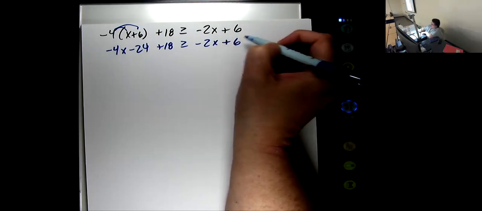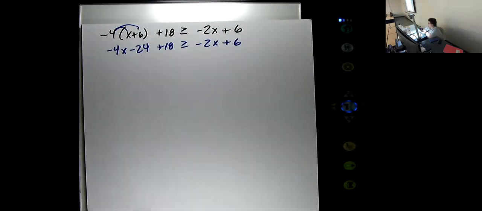Notice even the stuff I don't change, I keep writing down. It makes it a lot easier to keep going. If you just wrote down -4x minus 24, it's really easy to lose stuff into the white space of the page. Don't be lazy. Write this extra stuff down.